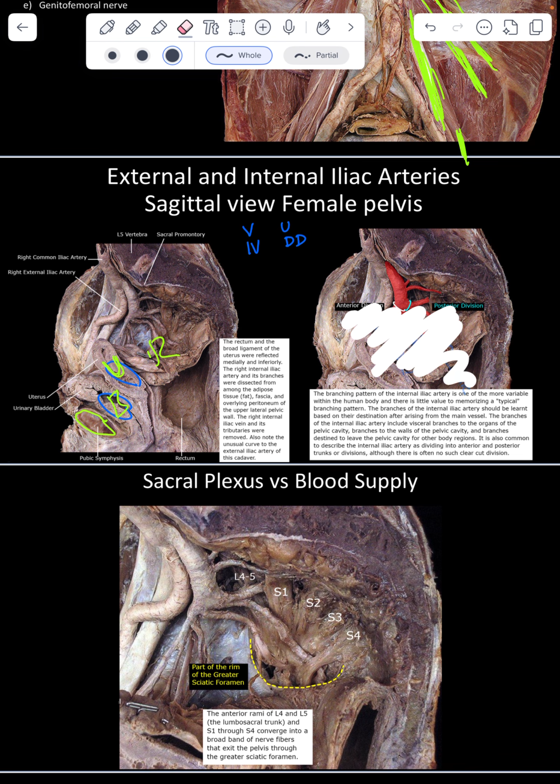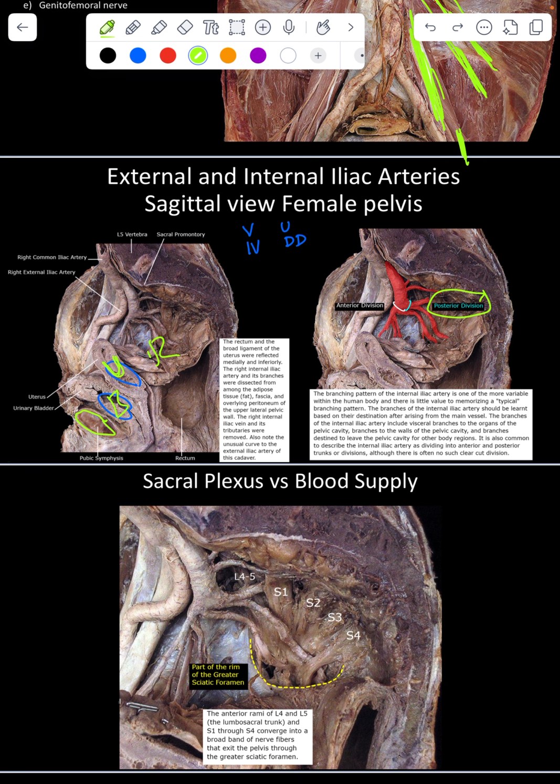These are the branches of the internal iliac. So that means this right here is external iliac. The internal iliac, the one in red, this whole thing is internal iliac. That has two divisions, a posterior and an anterior.